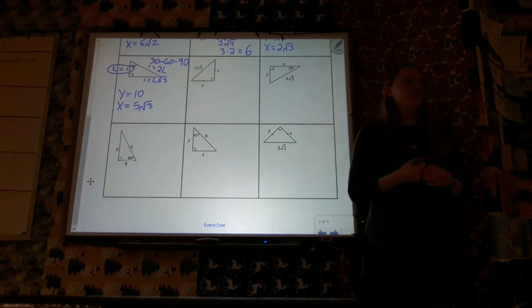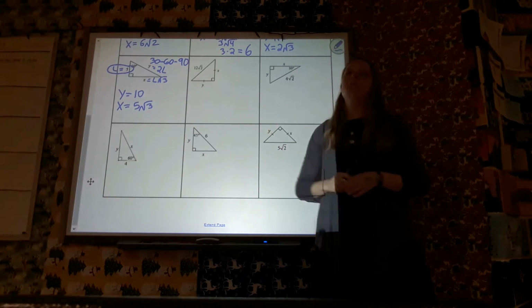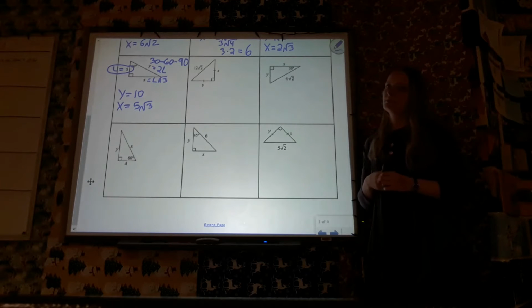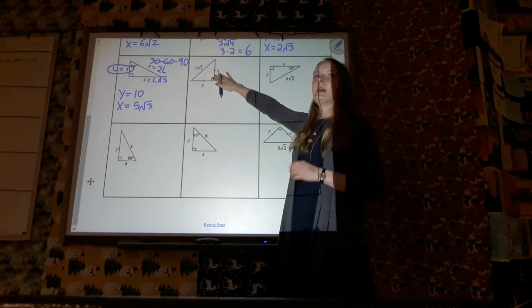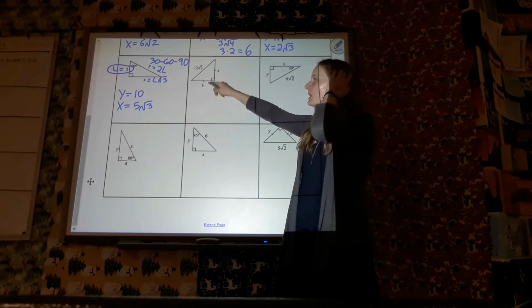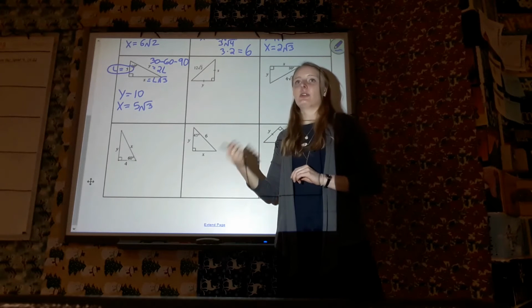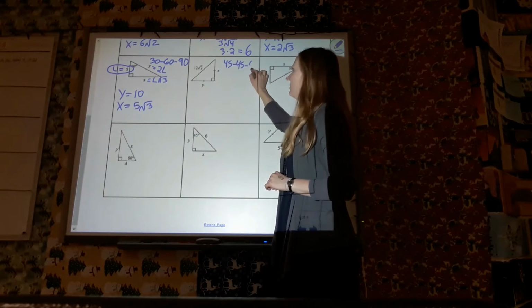Got it? Cool. Alright, now this one's tricky. Which kind of triangle is this one? 45, 45, 90. How do you know that? Because x and y are the same length and there's a 90 angle. Yep. So even though this doesn't have the angles presented, because the sides are equal, that should remind you, oh, the one with the equal sides, that's the 45, 45, 90. So I'm going to use that rule to help me solve.